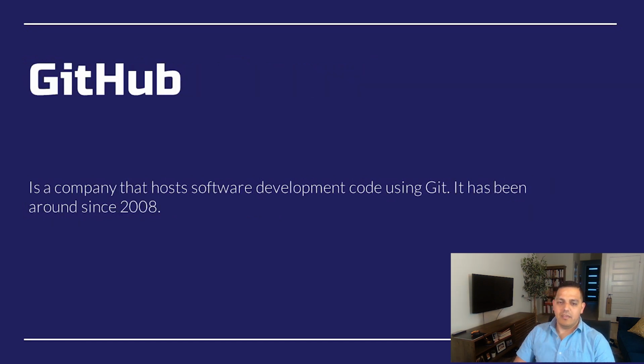So what is GitHub? GitHub is a company that hosts software development code using Git. If we break that down, GitHub is just a place where you can store all your files. Basically, GitHub is a company that hosts files using Git. And it's the largest of the version control system companies that exist currently. And they were the ones that actually created Git.